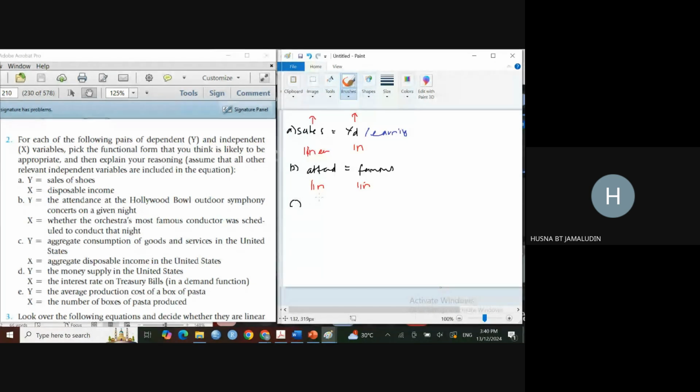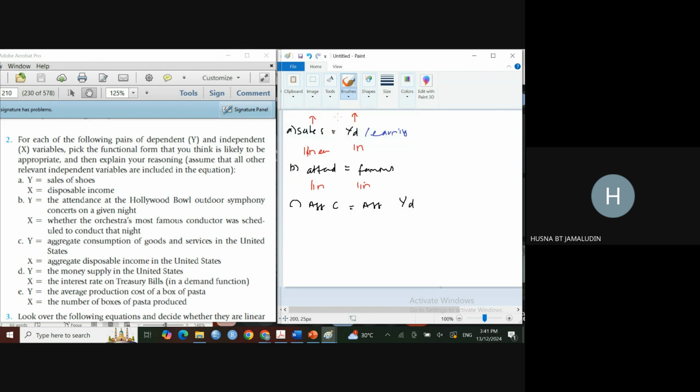So C, aggregate. There are many forms when you talk about aggregate. You have aggregate consumption, which is a function of aggregate disposable income in the US. So you are talking about the whole country. What do you think it will be? Lin-log. Why?